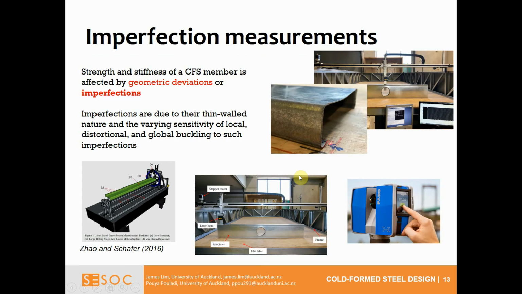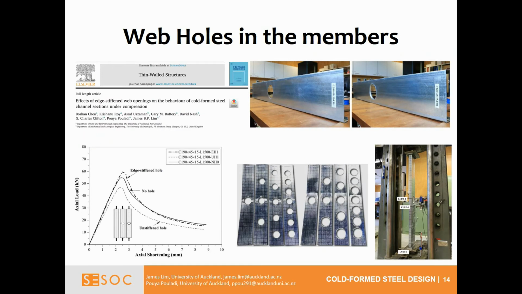Now, in order to design, or in order to understand the behavior of cold form steel sections, it's quite useful to know what the imperfections are. At the universities, we have laser scanners, which you can see here. We would typically be laser scanning these profiles so that we can have an understanding of their geometrical out-of-plumbness, and then from there, we could put it into some finite element software. We'll see later on.